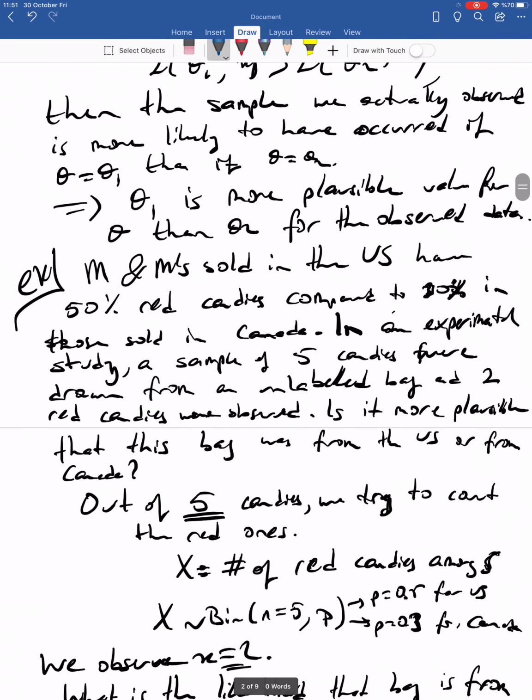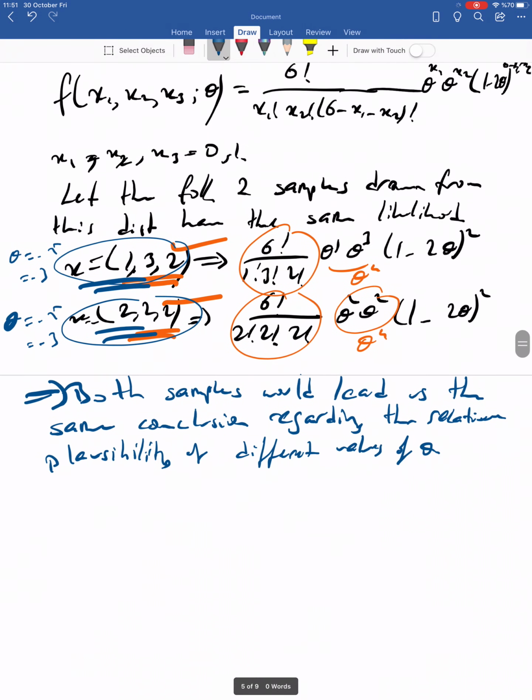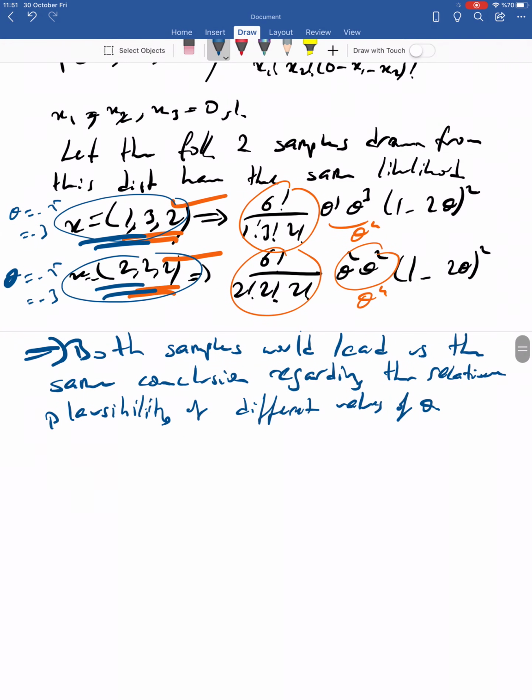Okay, let me stop here. I will continue with more examples and then the likelihood concept. Then we will start on how we can obtain the maximum likelihood estimators.